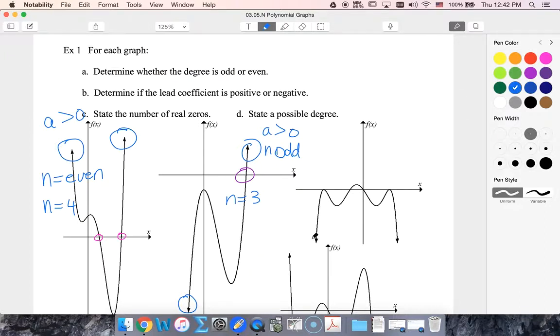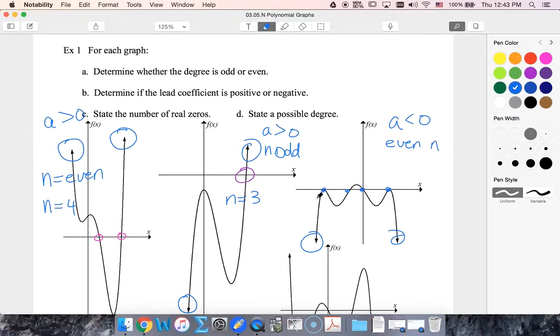All right, this one starts and ends pointing down, so my a is negative. This must also be an even degree because I start and end the same way. I see 1, 2, 3, 4 real roots, but because this doesn't cross here, it looks like a parabola.